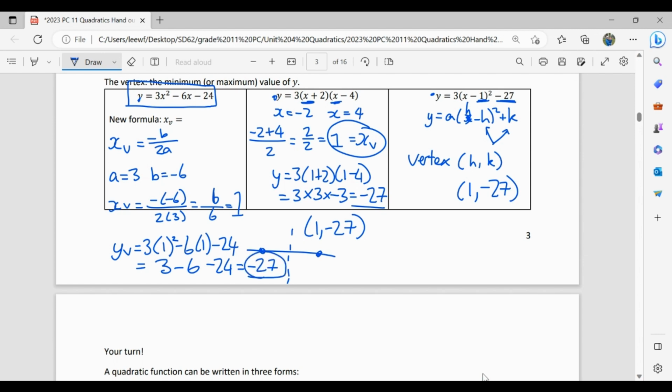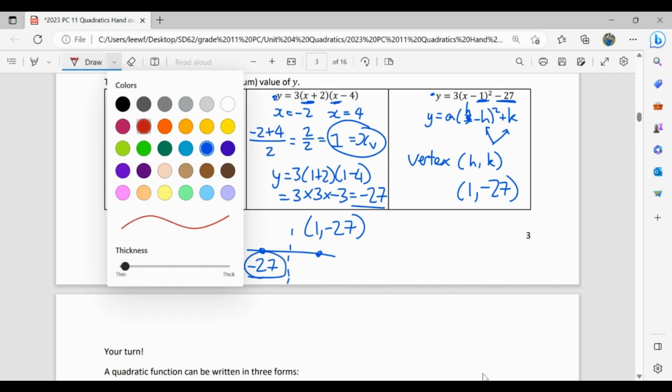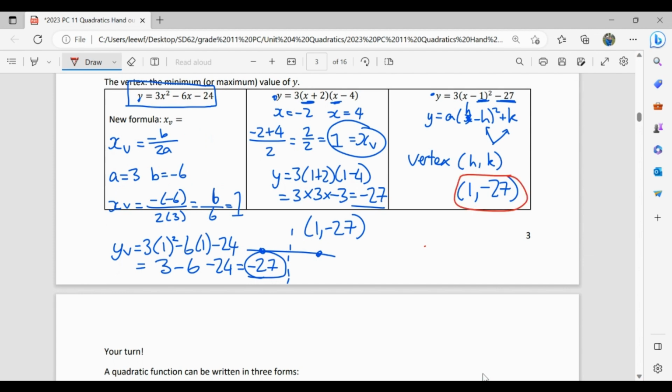And again, all our answers agree. (1, minus 27), (1, minus 27), (1, minus 27), they agree regardless of which technique we use, or which form of polynomial that we start with. Okay, that's making connections for all the special features of a parabola.